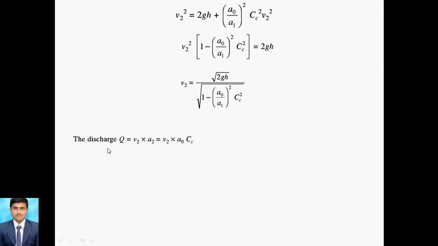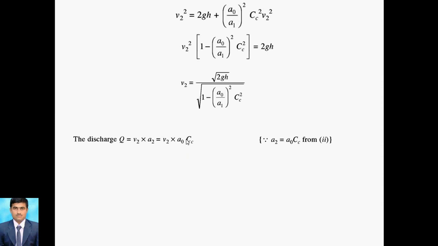After that, the relation for Q is equal to A2 V2. A2 means area of the orifice. Instead of A2 we can write A naught, because the area of the orifice we consider here is A0. So V2 as it is, and instead of A2 we can write A naught Cc. So A2 is equal to A naught Cc, where A naught is the area of the orifice and Cc is the coefficient of contraction. Already we discussed regarding A2.